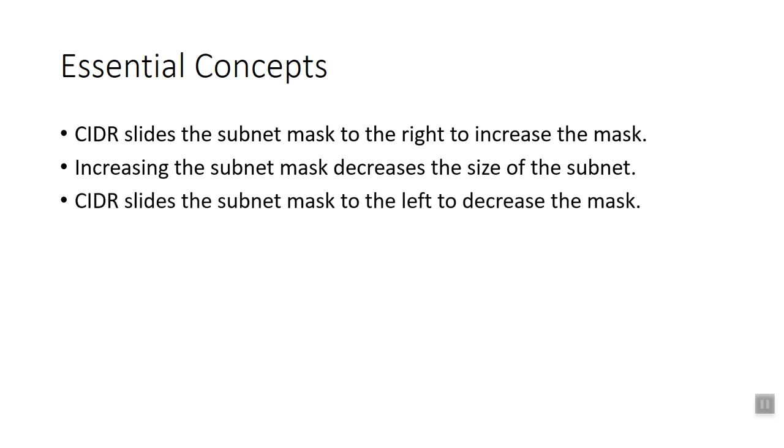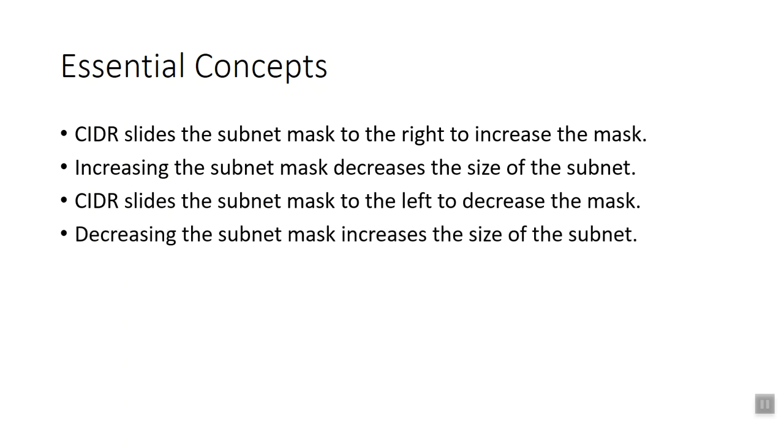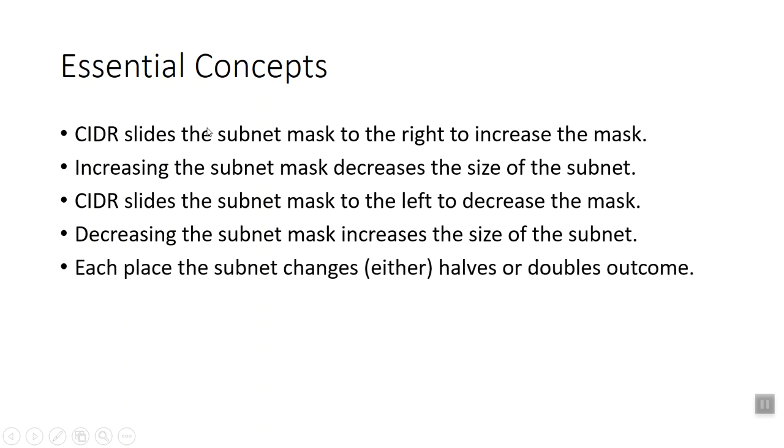When CIDR is used to slide the subnet mask to the left, this decreases the value of the mask, and decreasing the subnet mask increases the size of the network. So basically, there are more network clients that can be accommodated. So we can custom fit the size of a network to decrease congestion, improve management, and avoid security issues.